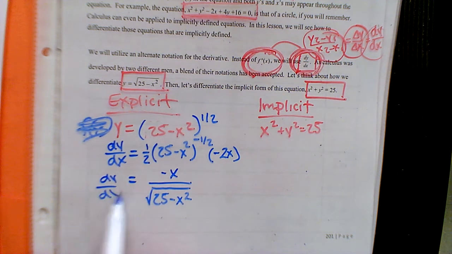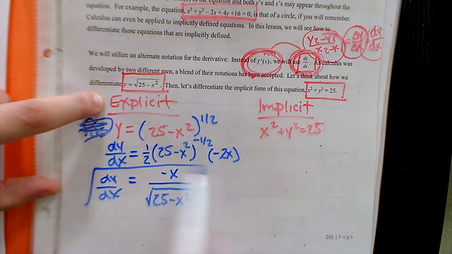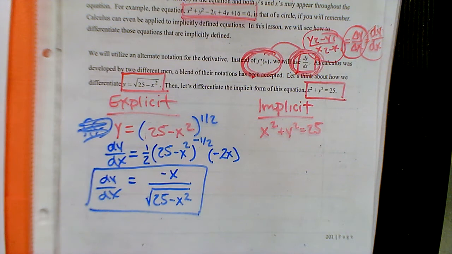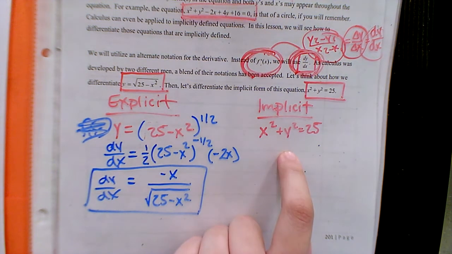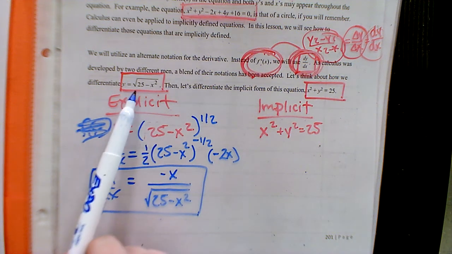So the derivative of this explicit equation, y equals something, is the type of equation you're used to seeing. We have this derivative. Let's go ahead and see how we're going to tackle an implicit equation. Now, notice how perhaps this implicit equation is actually the same exact thing as this explicit one.